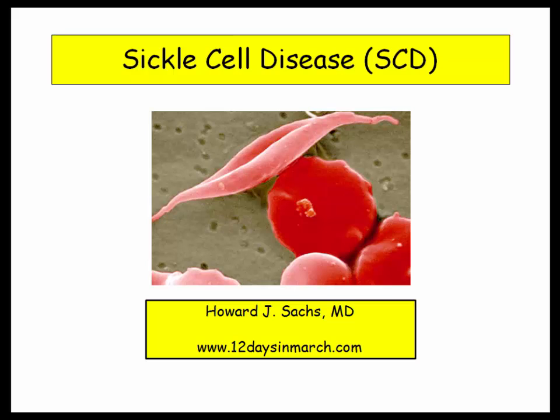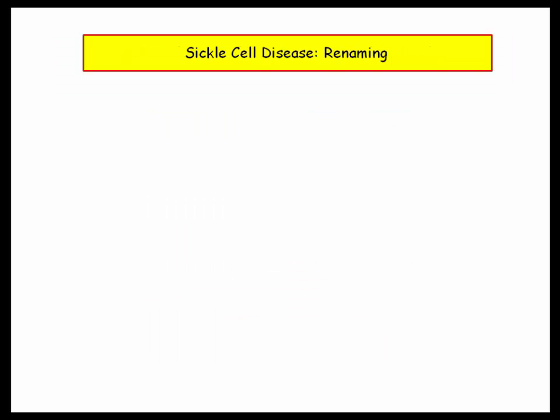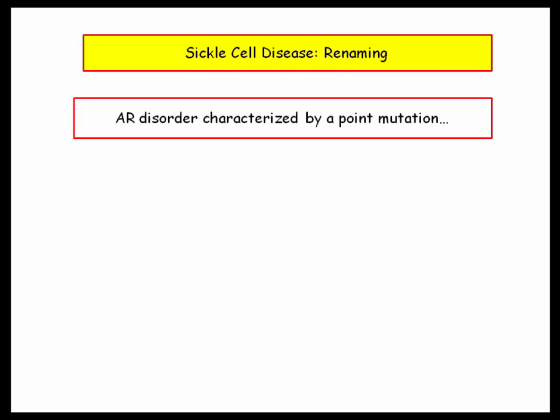In this section we will cover what the USMLE wants you to know about sickle cell disease, which is plenty. I want to start this section with a quick renaming of sickle cell disease, as that name isn't sufficiently informative. I prefer to call it an autosomal recessive disorder characterized by a point mutation. So we have some genetics here.